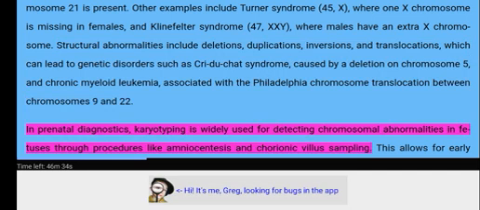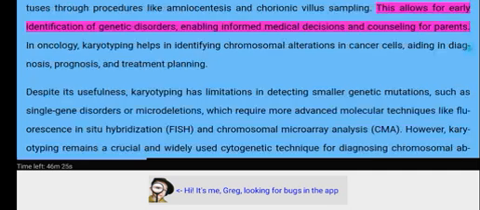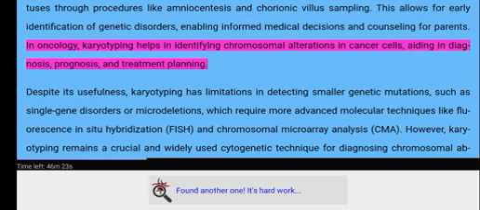In prenatal diagnostics, karyotyping is widely used for detecting chromosomal abnormalities in fetuses through procedures like amniocentesis and chorionic villus sampling. This allows for early identification of genetic disorders, enabling informed medical decisions and counseling for parents. In oncology, karyotyping helps in identifying chromosomal alterations in cancer cells, aiding in diagnosis, prognosis, and treatment planning.